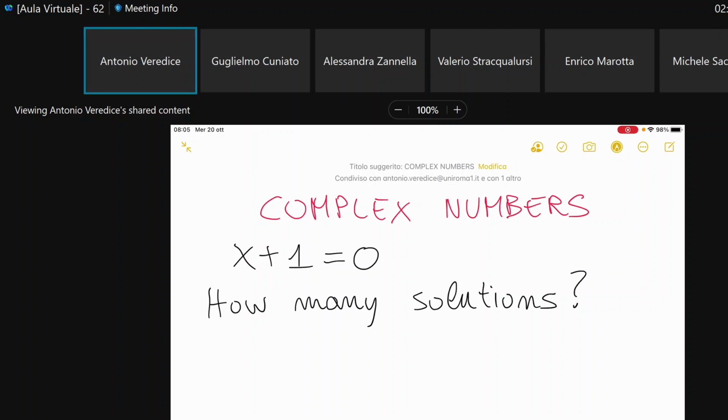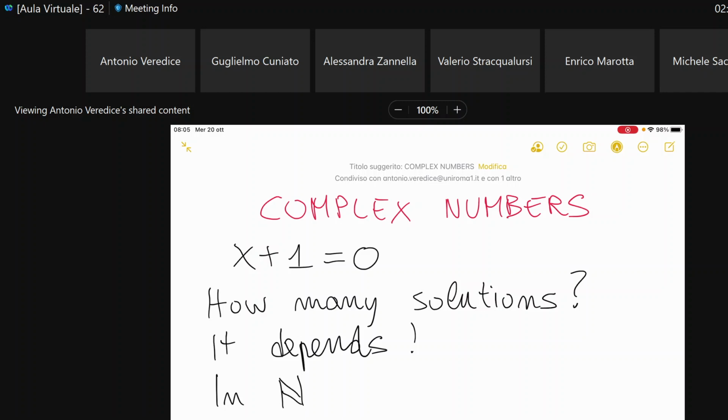Why I'm asking this question to introduce complex numbers? Because actually the answer to this question is it depends. Depends on what? Because if I'm looking for solutions in N, where N, everyone knows, is the set of natural numbers. Are you okay with this? If you have questions on this, ask me. By the set of natural numbers, I mean 0, 1, 2, and so on.